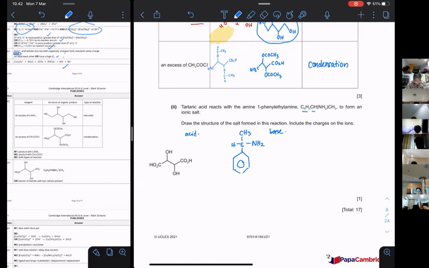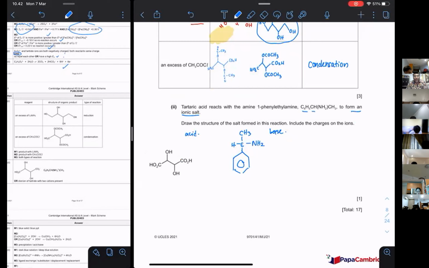Include the charges. Yeah. So here, I think draw the structure of the salt. The salt that is going to be formed, there are two types of salt. So they form an ionic salt. P3 reacts with the amine to form an ionic salt. Draw the structure of the salt formed in the reaction.